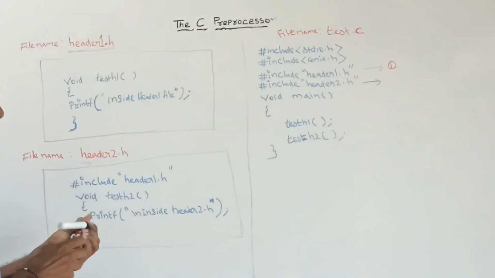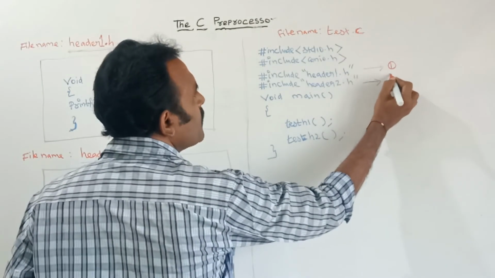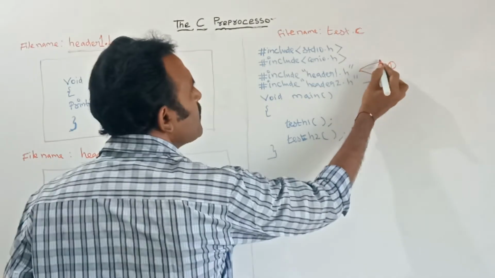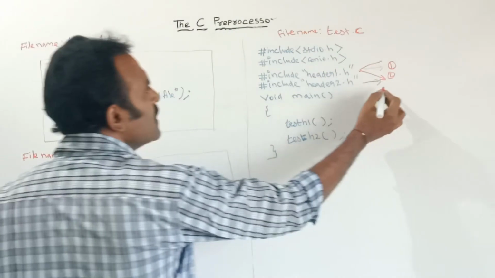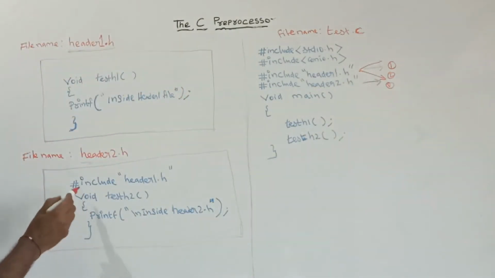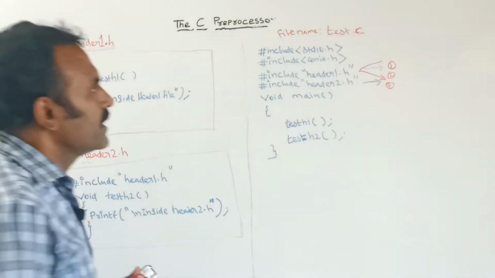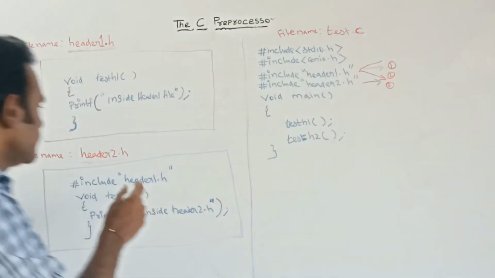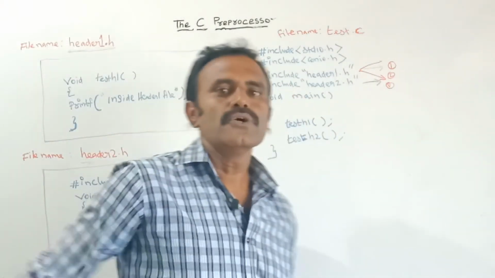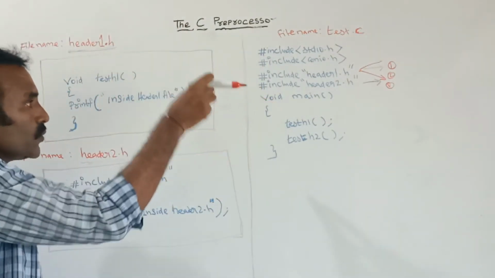So this header1.h will be included here. How many times? Totally 2 times. First time and the second time. After that header2.h, under this there is one function, so totally this one time, and header1.h will be included 2 times. So here we do not need header1.h a second time. We should avoid the duplicate copy.